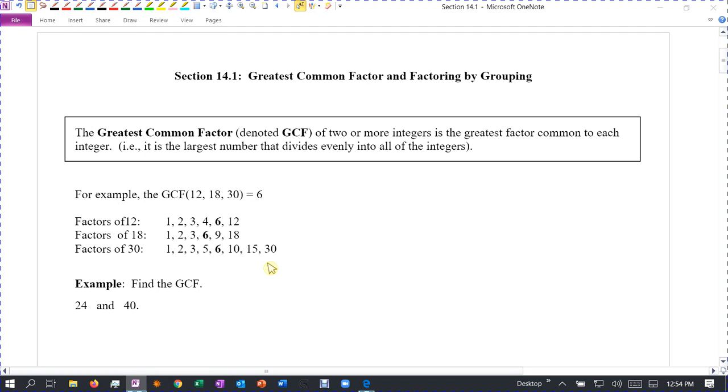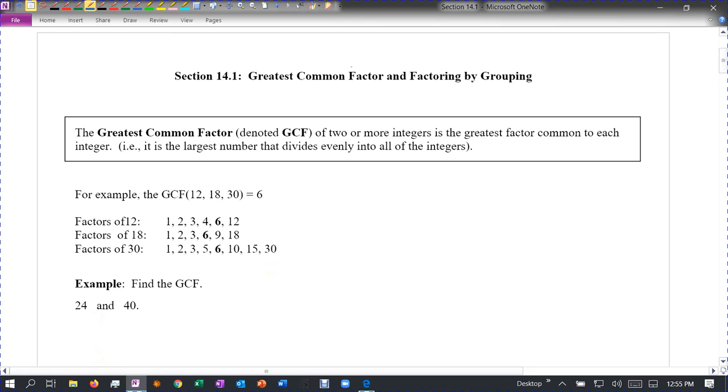Okay, we have reached a very important section of the semester, and that is chapter 14, section 1, greatest common factor and factoring by grouping. So before I begin, let me just explain what factoring is. Okay, so what does it mean to factor something?